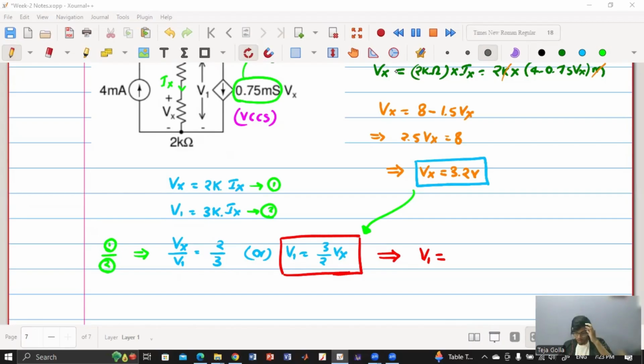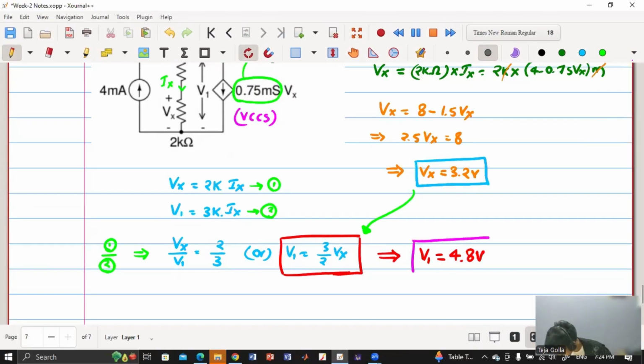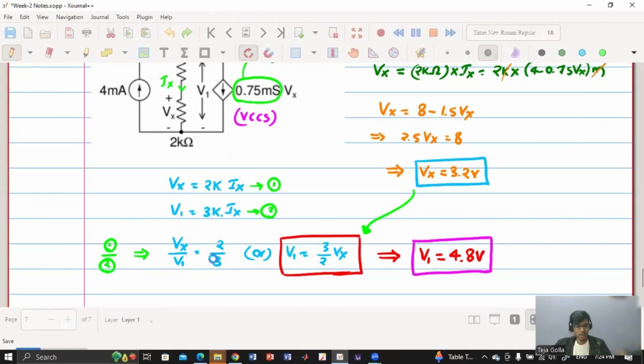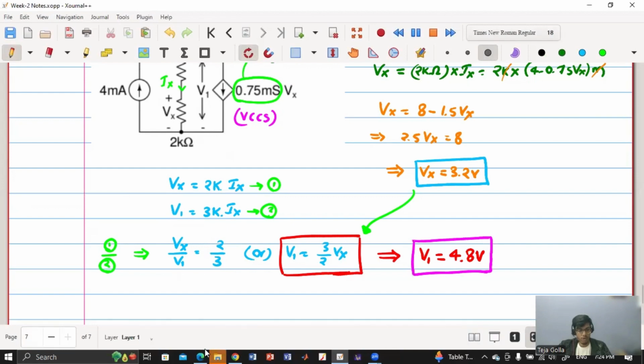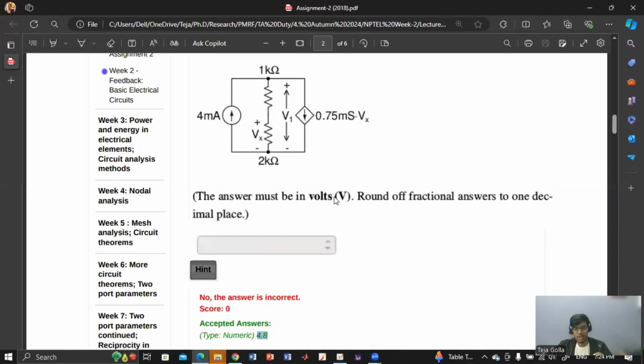Can someone tell me V1, is it 4.8? Someone has mentioned in the chat box 4.8. Yes. So it is 4.8 volts. So V1 is 4.8. So our final answer is 4.8. So let us go and check whether our V1 is 4.8 or not. The answer says 4.8, so it is 4.8.